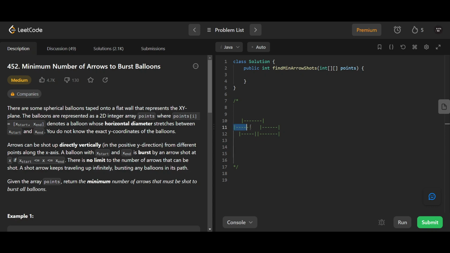So this one intersects, this one also intersects, this one also. There could be another case, like this, let me try and explain. The first balloon and the second balloon both intersect. But the third balloon, when it comes, does not intersect with the first one. It does intersect with the second one, but it unfortunately does not intersect with this.